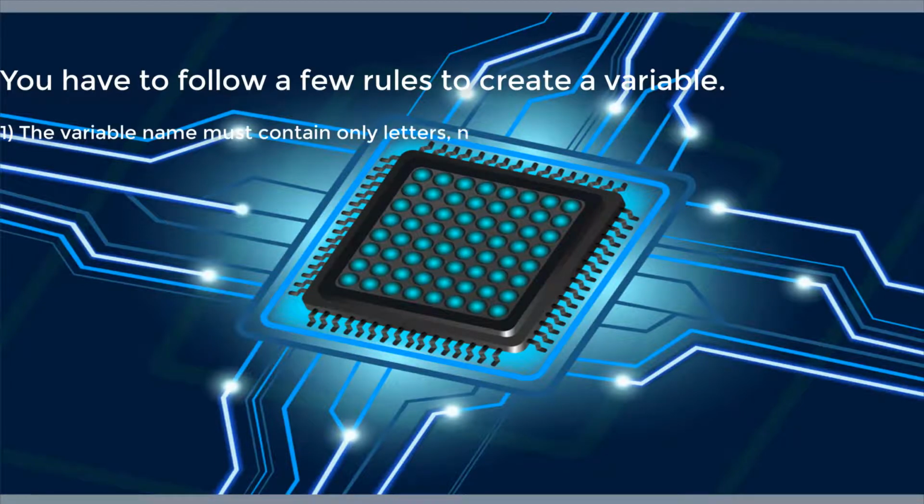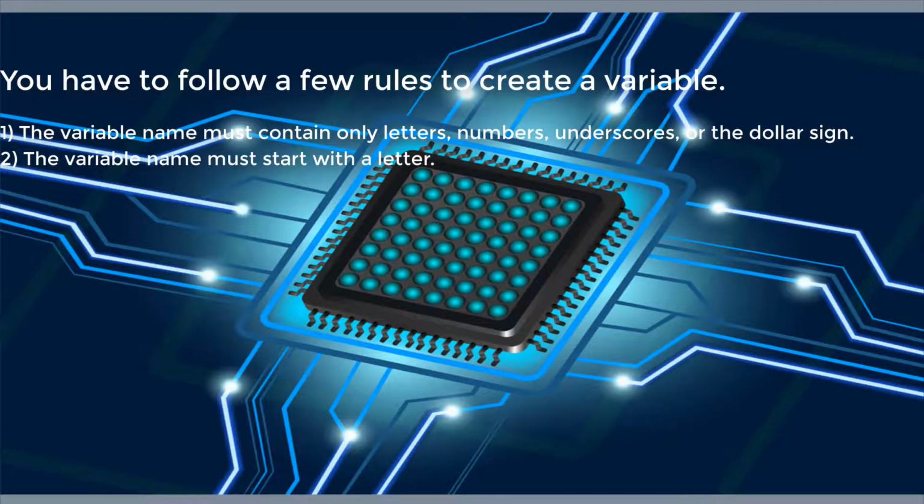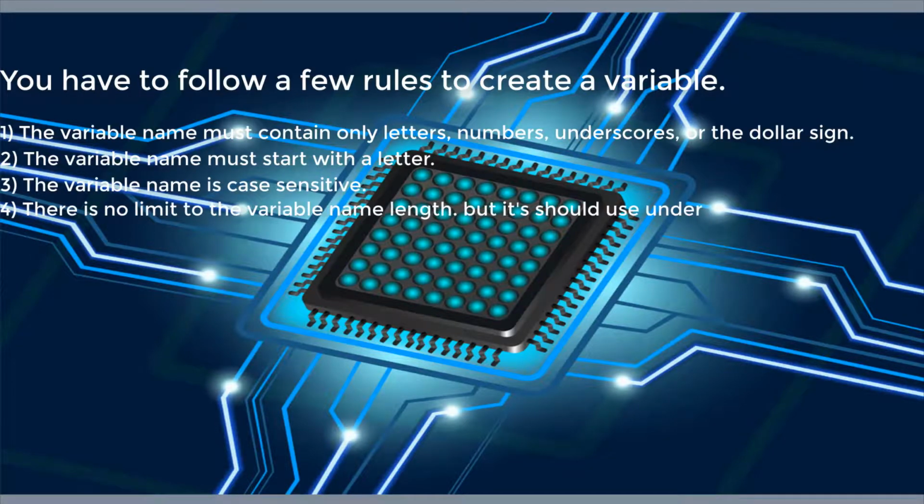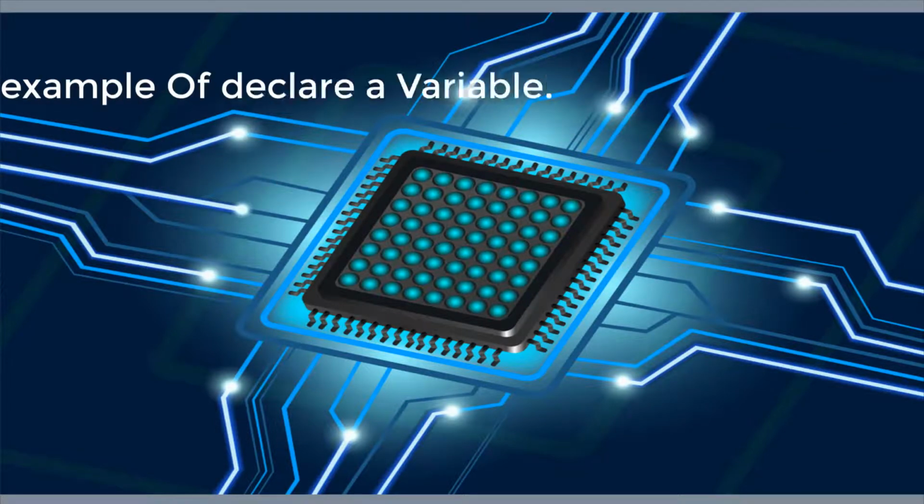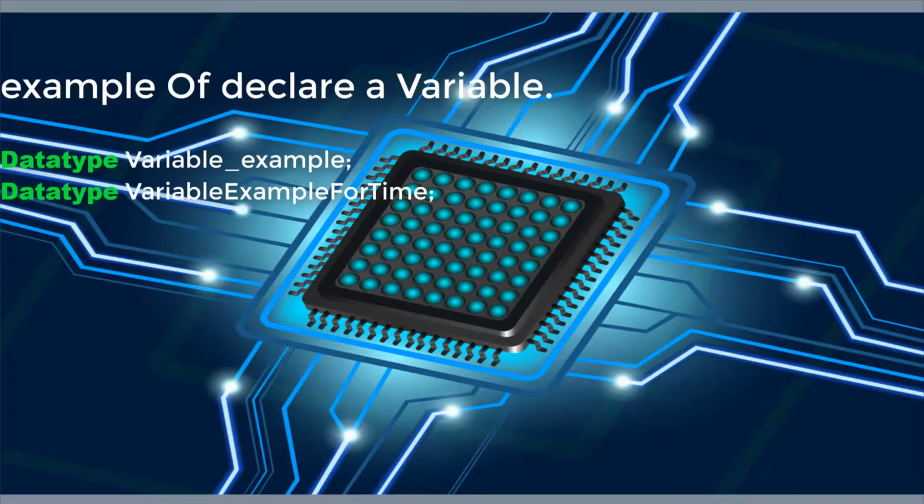The variable name must contain only letters, numbers, underscores, or the $ sign. The variable name must start with a letter. The variable name is case sensitive. There is no limit to the variable name length, but it should be under 32 characters. As an example, to declare a variable, you have to declare the data type before creating a variable. Use underscores between two or more words. Capitalize the first letter of every word. Also, you can declare a number with a variable, but the number has to be written after a letter.